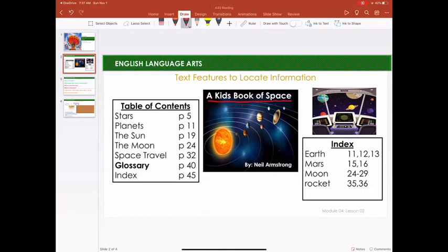And then we also learned about the table of contents, which tells us the chapters that are in the book and what pages they can be found on. We also learned about the glossary, which gives us definitions of some of the important words in the text. It's like a dictionary, but it does not have as many words as a dictionary does. It only covers words that are in this text. And then we also have the index, which gives us a list of topics that are found in that book and what pages they can be found on.